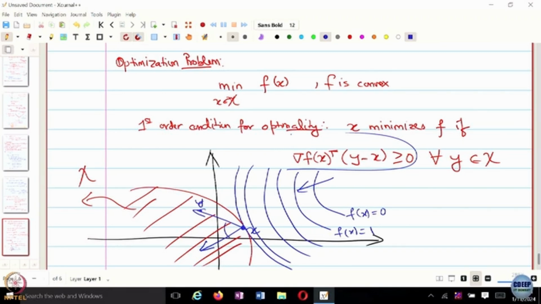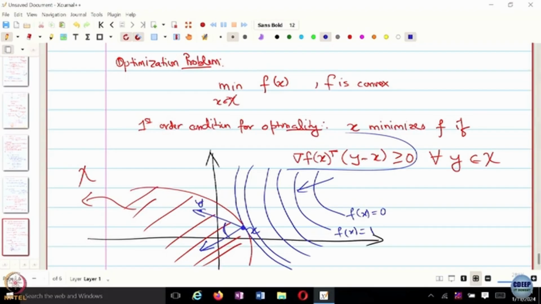Is this clear? So the inner product between these two vectors is greater than or equal to 0. That means the angle between them is an acute angle. The angle between them is less than 90 degrees, and that is what this particular condition says. Yeah. What did you mean when you said touches? So this is the optimal solution, right?